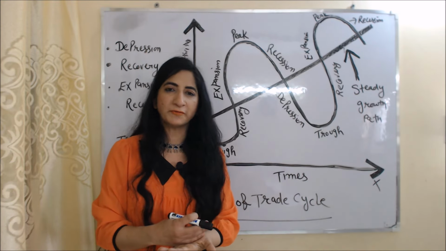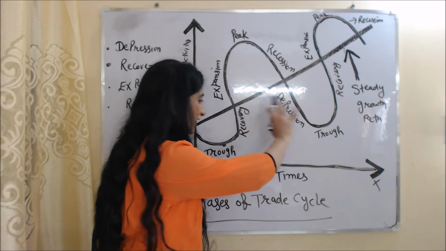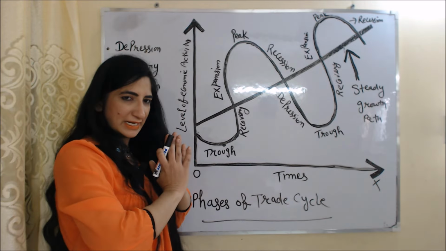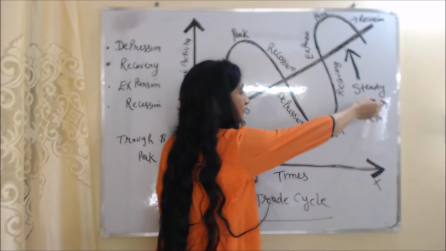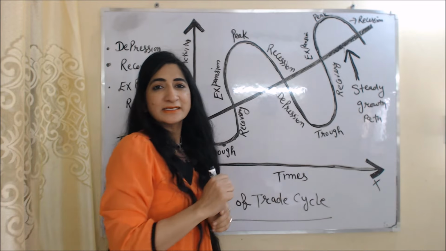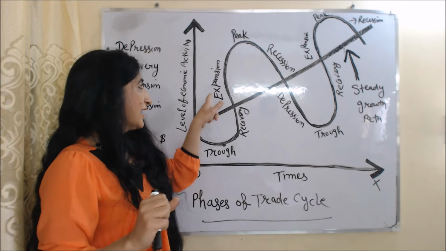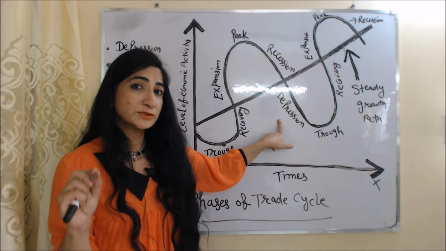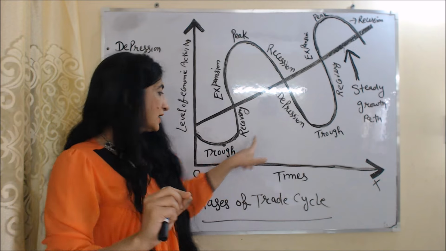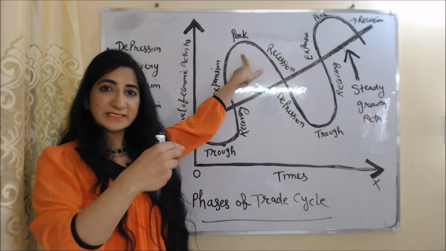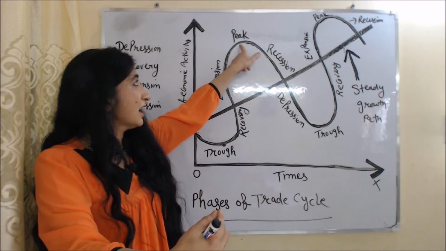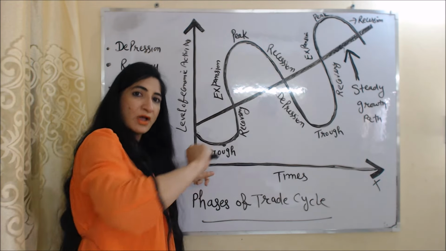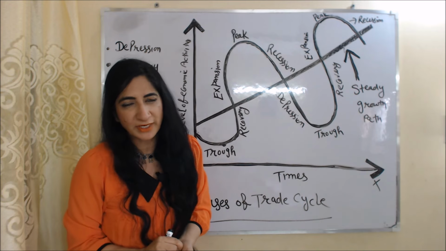Now we are going to talk about phases of trade cycle. In this diagram, on the x-axis we have time and on the y-axis we have level of economic activities, and this black line represents the steady growth path. Trade cycle basically has 4 phases: expansion, recession, recovery and depression. Apart from this, we need to study 2 more points: trough and peak. These are basically turning points of the economy. You can see after peak the economy is turning, and after trough the economy is also turning. So one by one we will study each phase of trade cycle.